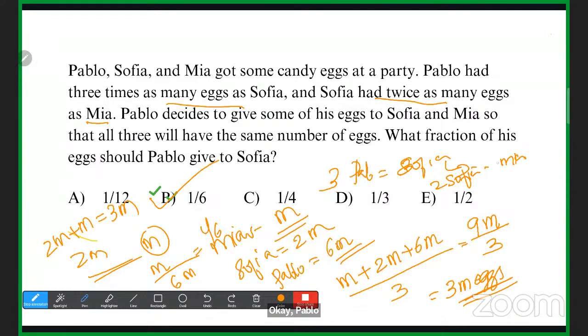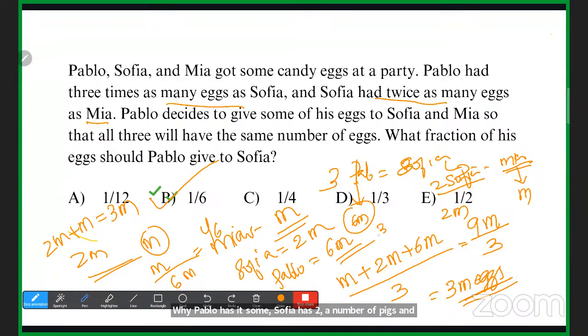So Mia has m number of eggs and Sophia has 2m number of eggs, but Pablo has 6m. Why does Pablo have 6m? Sophia has 2m number of eggs and Pablo has 3 times the 2m. So 3 into 2m is equal to 6m.